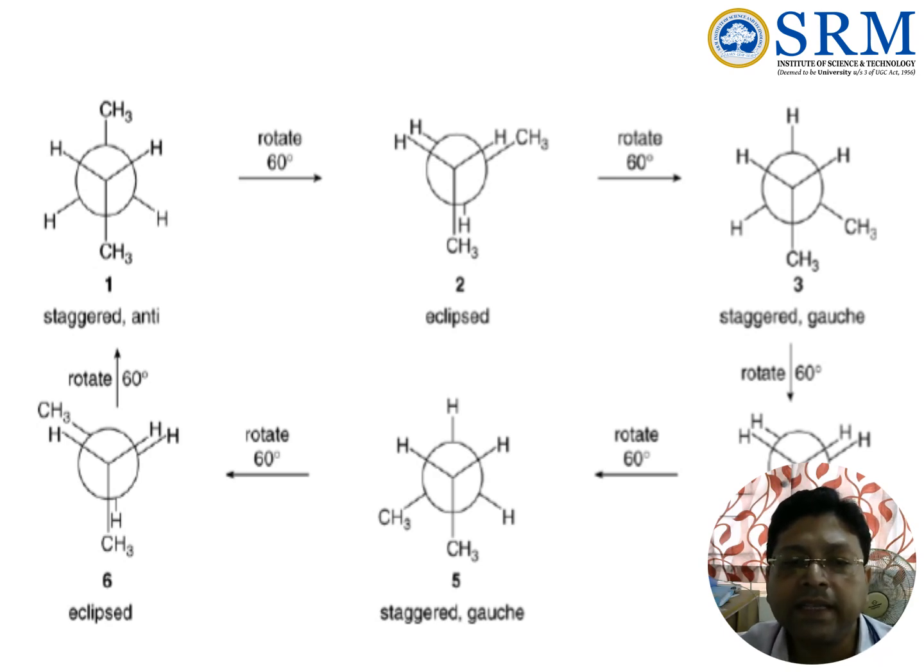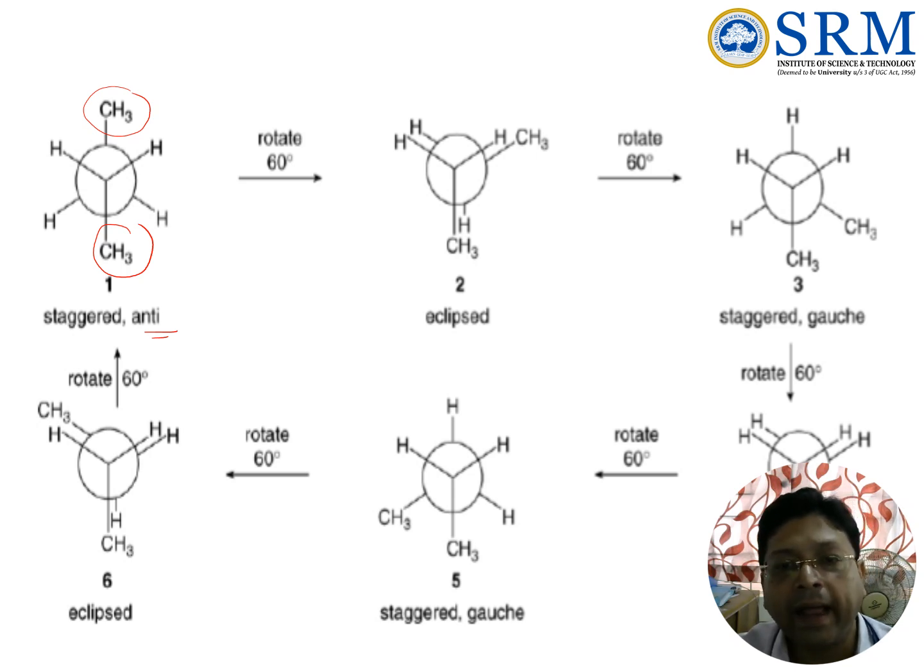So this is a staggered anti. In the staggered, you can understand that the C2 and C3 substituents are in between. For example, this is C2: hydrogen, hydrogen, methyl. So this hydrogen is in between hydrogen and methyl. This hydrogen is in between methyl and hydrogen. This methyl is between hydrogen and hydrogen. Moreover, this methyl and this methyl are anti. That is why we call it a staggered anti-conformation, and we call it 1.